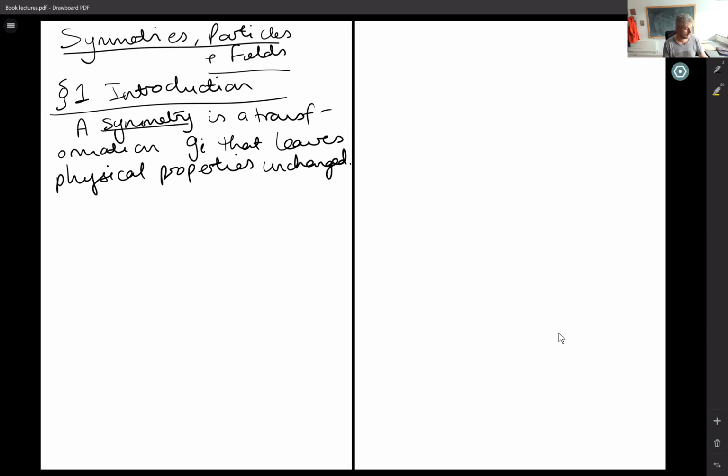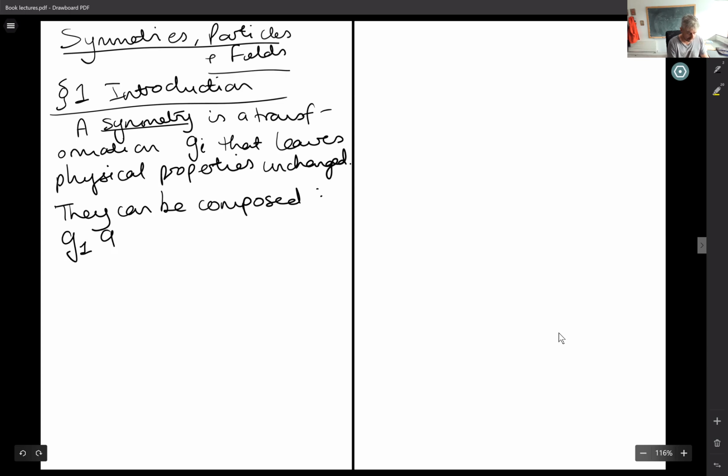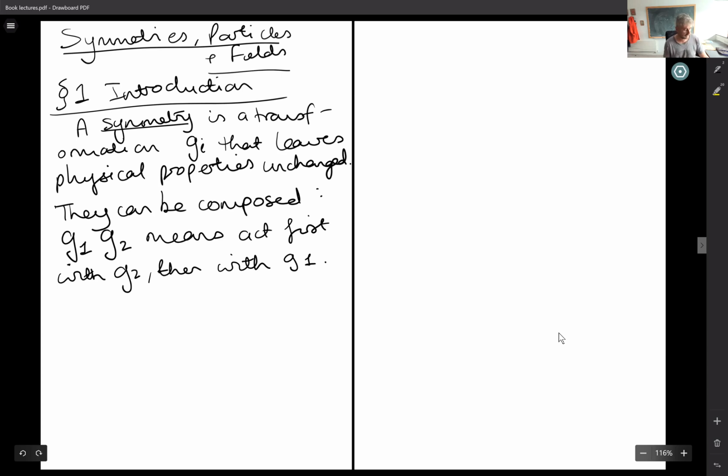Symmetries can be composed. We can do one after the other, for instance. So if I write g_1 g_2, what this means is we act first on the system with g_2 and then with g_1. The symmetries act towards the right.